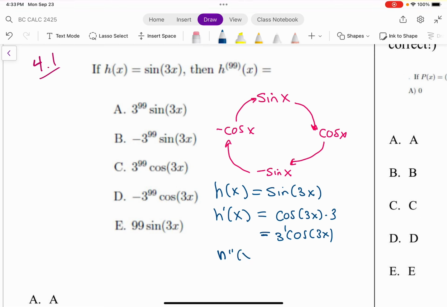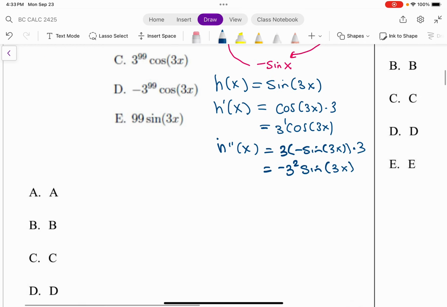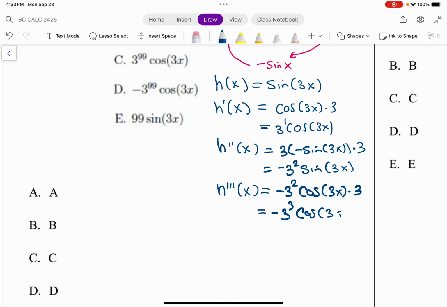The second derivative would be 3. Now the derivative of cosine is negative sine, and then the chain rule spits out another 3. And so I want to write this as negative 3 squared sine of 3x. Then my third derivative would be, so I have a negative 3 squared. Derivative of sine is cosine. Try to ignore my dog. And then times a 3 by the chain rule. So I get negative 3 cubed cosine of 3x.